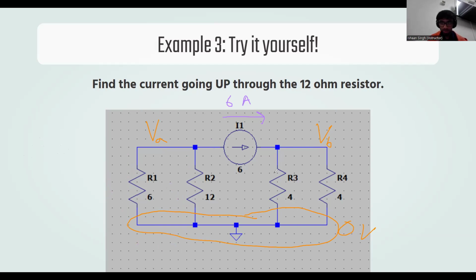First of all, we can replace R3 and R4. We can simplify that parallel combination and replace them with a single 2 ohm resistor. That's the parallel rule, right? The 4 ohm resistors are in parallel, and we can simplify them into a single 2 ohm resistor. So now we know VB over 2 is the current going down here. VB over 2 is this current right here.